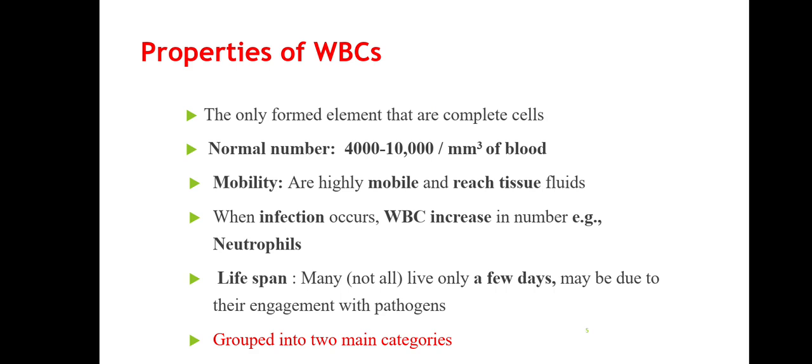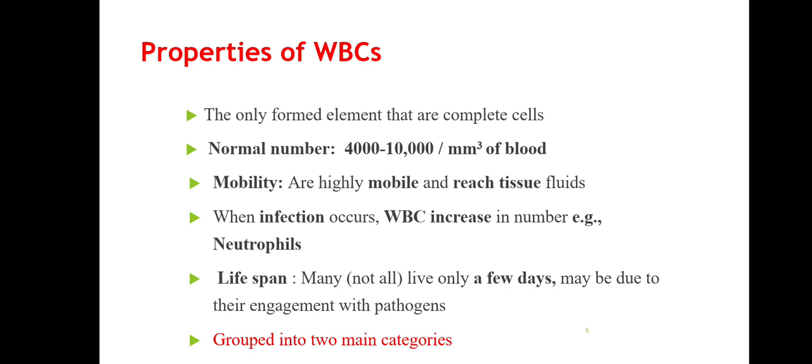Then apart from that, we also have another property of white blood cells. So basically, the next one is mobility. What about mobility? Look, these white blood cells are meant to defend the body against pathogens. So they have a very unique property that enables them to fight the infection that is invading the body, and that one is mobility. The white blood cells are described as highly mobile and rich in tissue fluids.